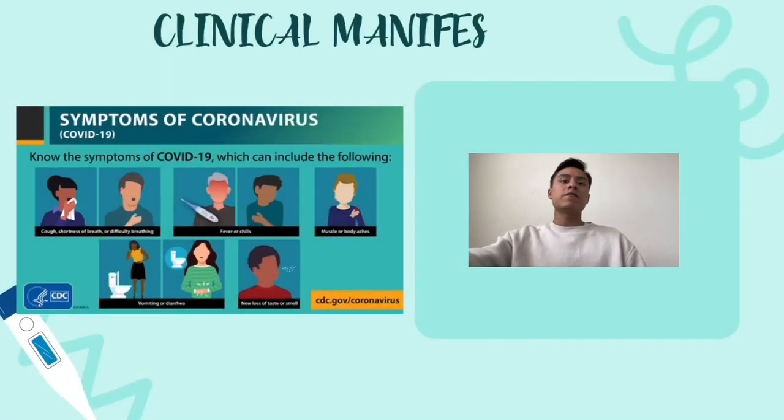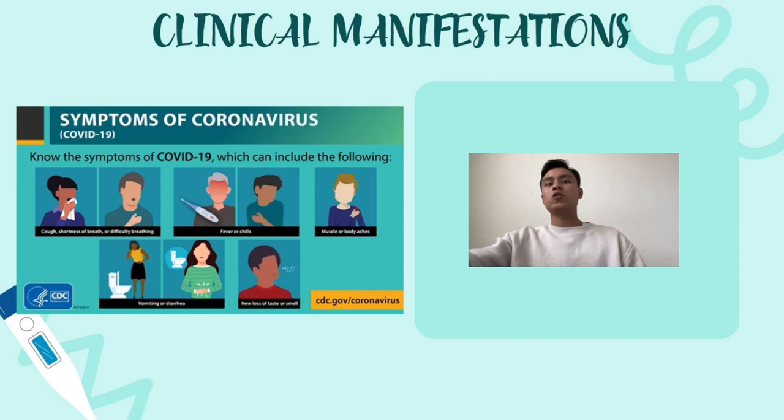In the clinical manifestation, it was found that the SARS-CoV-2 virus produced COVID-19 disease, whose most severe manifestation is pneumonia manifested by fever, cough, dyspnea, and bilateral pulmonary opacity on chest X-ray.